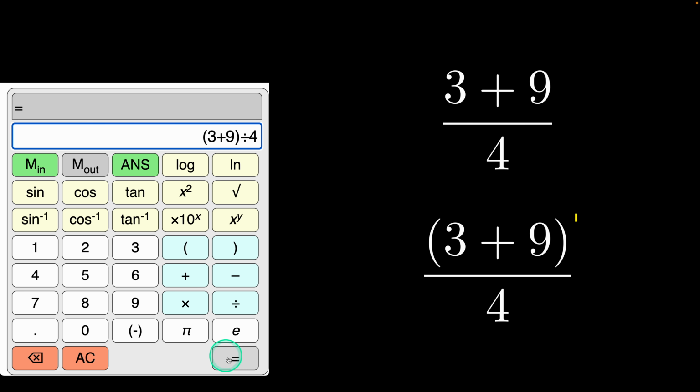Start by adding a parenthesis, then divide by 4. Without parentheses, you'll get the wrong result, because according to the order of calculations, this would be calculated first, and then 3 would be added at the end.